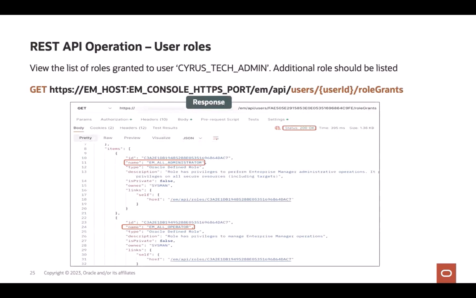Here again, we are doing the get operation to list all the roles granted to this user, and hence in the get URI, we are passing the user ID. By passing the user ID, you can see that initially the Cyrus Tech Admin had EMAll administrator. Now you can also see the additional role called EMAll operator has been granted to this user.